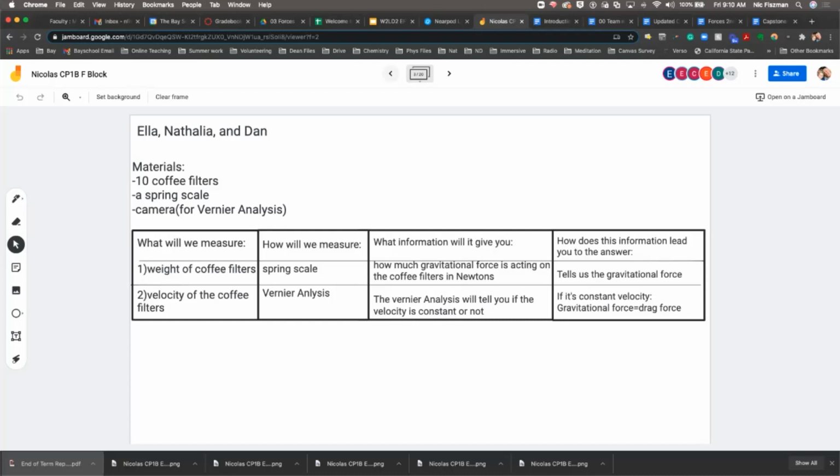Okay, so this group, a little bit similar to the first one, but some interesting differences. No mention of mass, which is interesting, right? First group was measuring the mass and the weight. The second group was measuring the mass, if I remember correctly, and the weight. This one is just measuring the weight. 10 coffee filters. Okay.